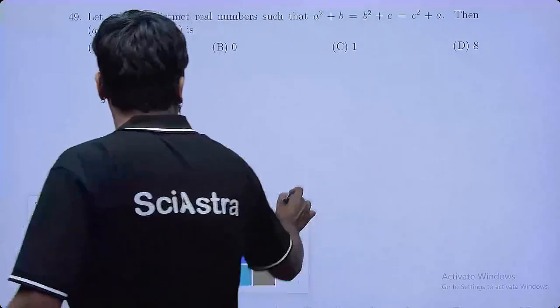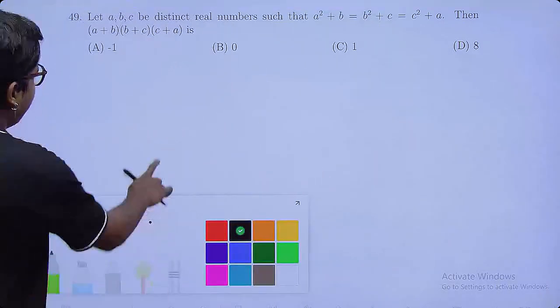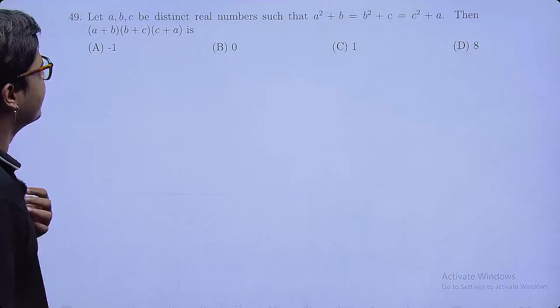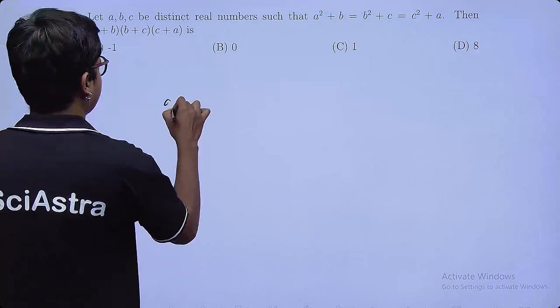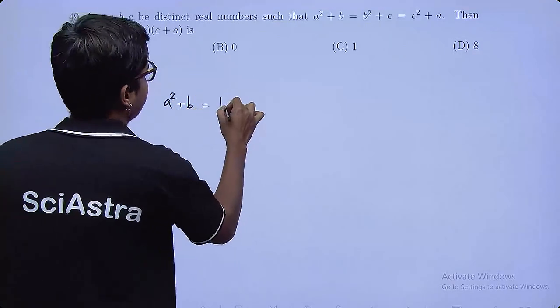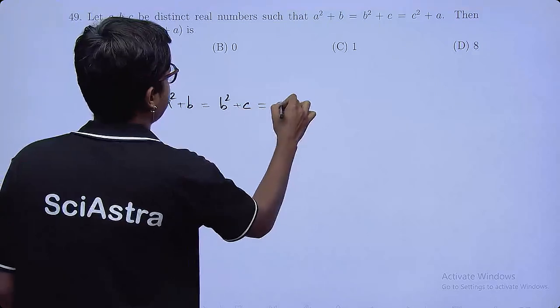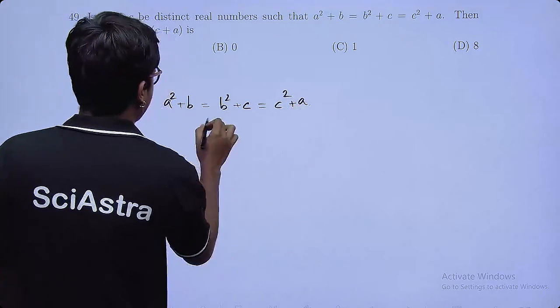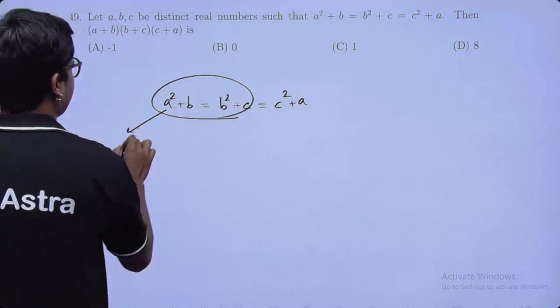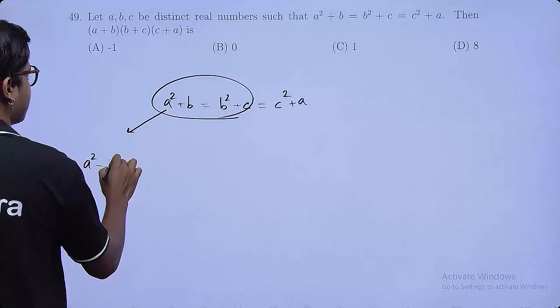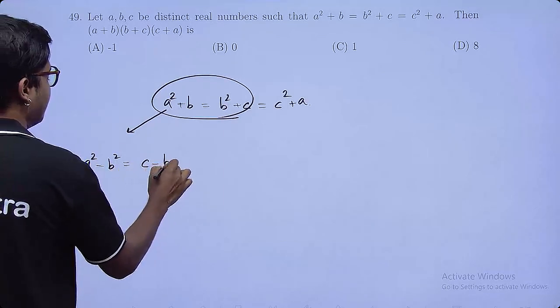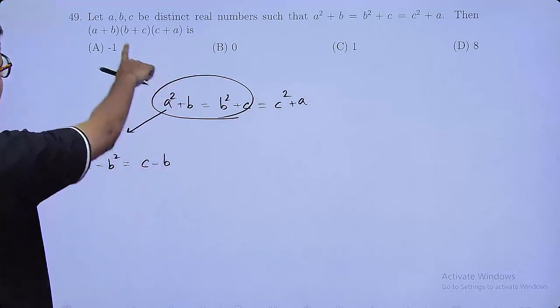Right. Okay. So what do we have? So we have ABC are distinct real numbers such that A square plus B is equal to B square plus C, and that is equal to C square plus A, right? So if I look at these two equations, what will I get? I'll get A square minus B square is equal to C minus B. See, we are looking for the values of A plus B, right?